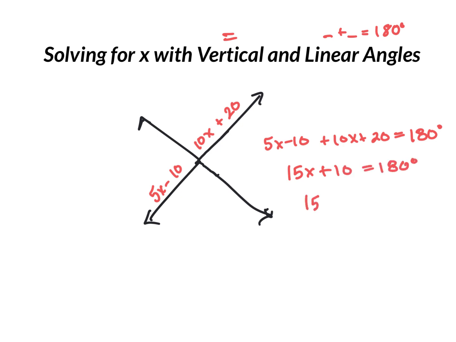Subtract 10 from both sides. Divide both sides by 15. And you could type that in to get the decimal answer. But again, in geometry, it's always a question of, are the two angles equal or do they add up to 180? And you just need to make that decision and then follow the algebra steps that you need to.